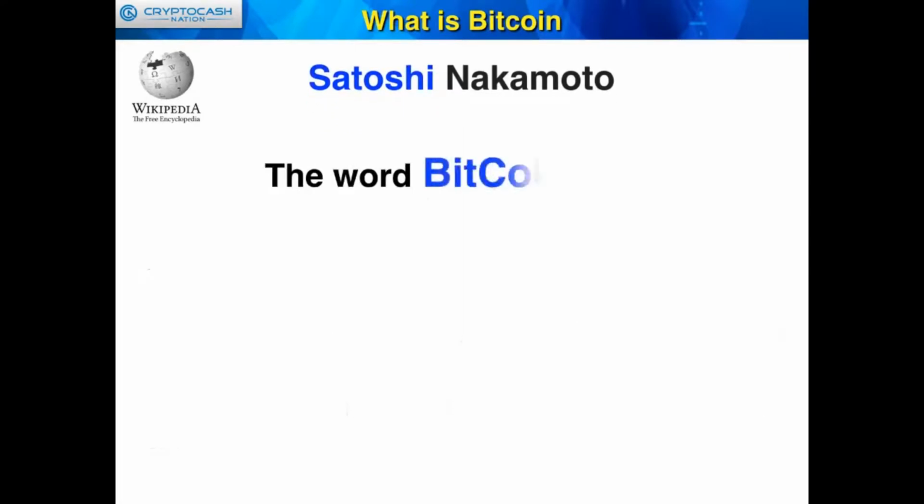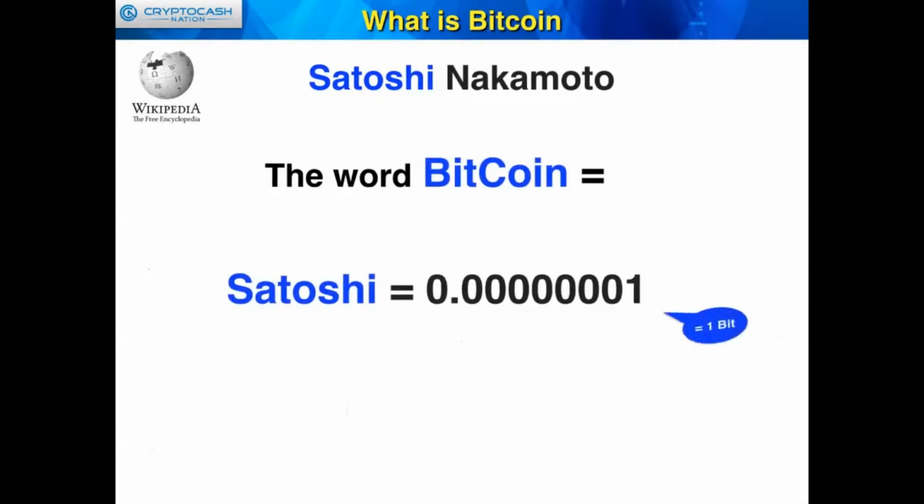So let's have a look here. The word Bitcoin is broken into two words. Satoshi is Japanese for 0.00000001, a decimal with zeros and a 1 at the end. That is the smallest bit of a Bitcoin.